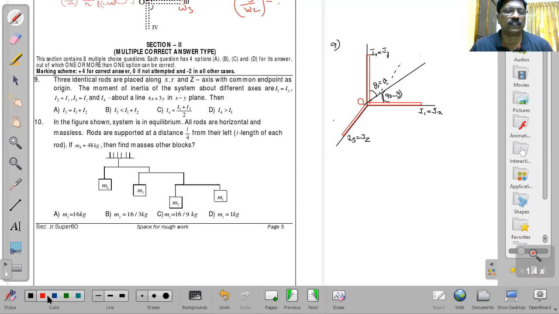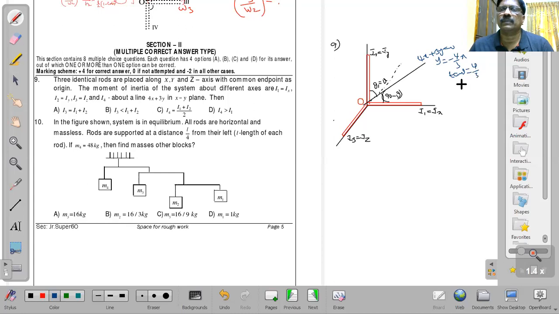This is the line 4x plus 3y is equal to 0, or y is equal to minus 4 by 3 into x. That means here tan theta is equal to the slope, tan theta is equal to 4 by 3, no?